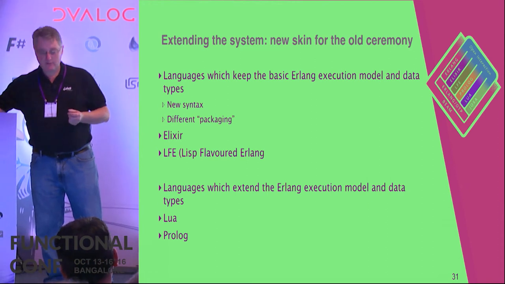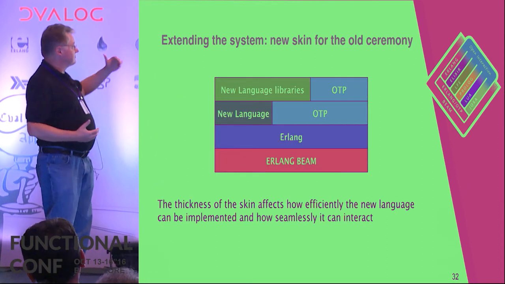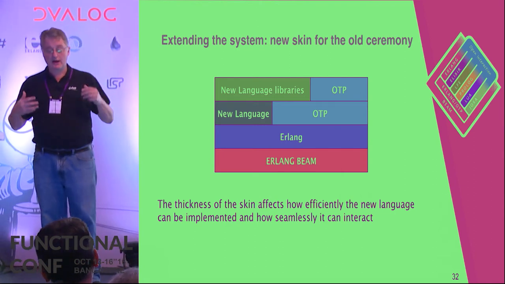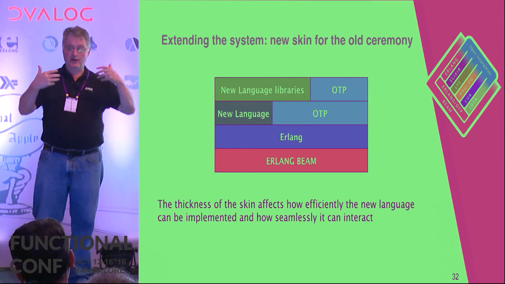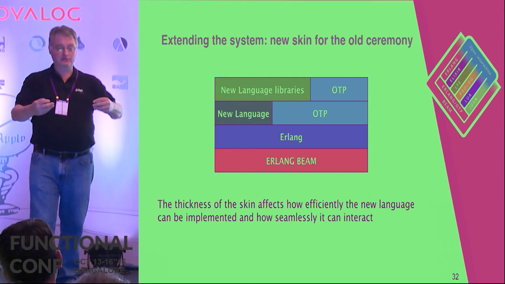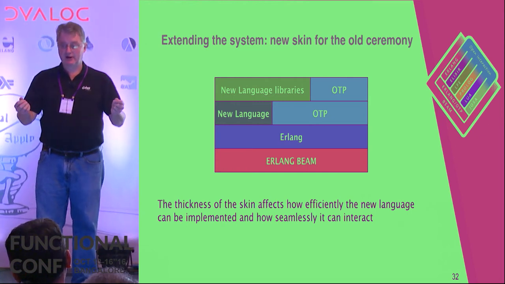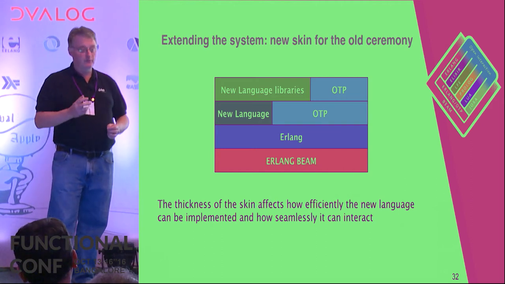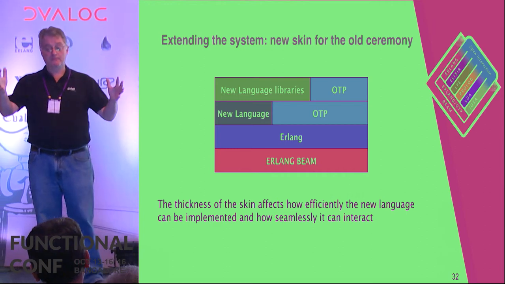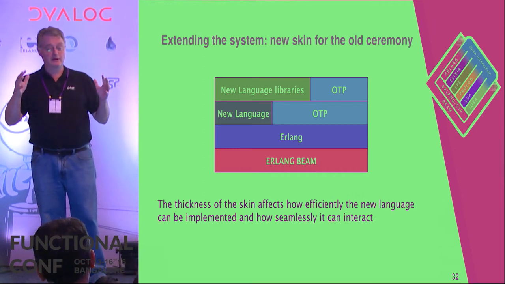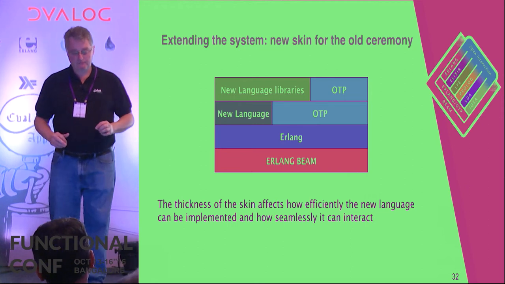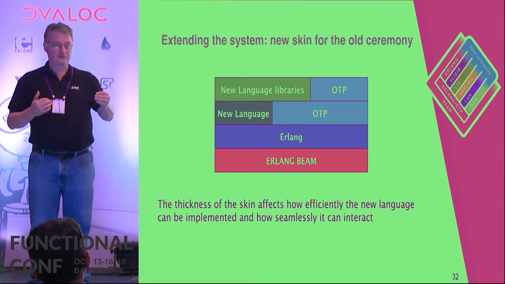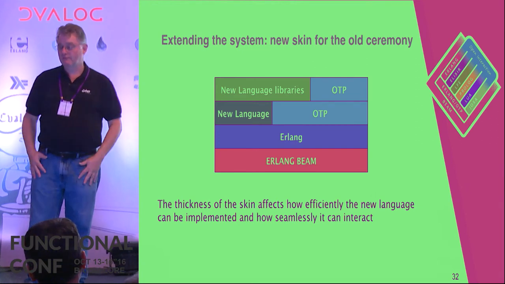And how they work is that you have the basic system, you have the virtual machine at the bottom, you have Erlang, you have OTP, the whole set of libraries for it, and you can take your new language and put that on top of it. So you can add your new language on top and use all the features in there. You can add your new libraries and you can interact with the existing libraries for it. Doing this way, you can put a new skin on it, which can look and feel very different, but at the base level, it's not. And the thickness of the skin will sort of tell you how well you interact with the system, with the other things on it.